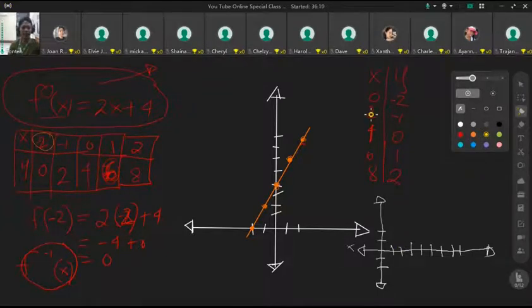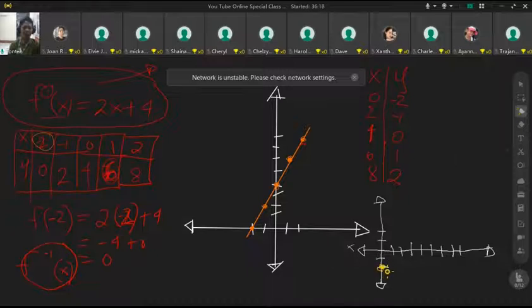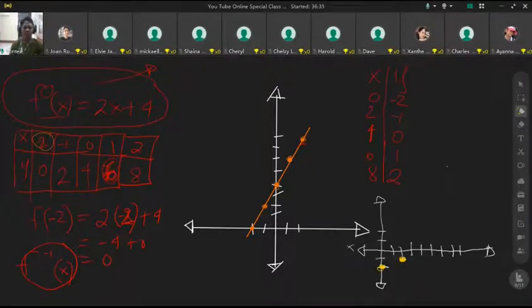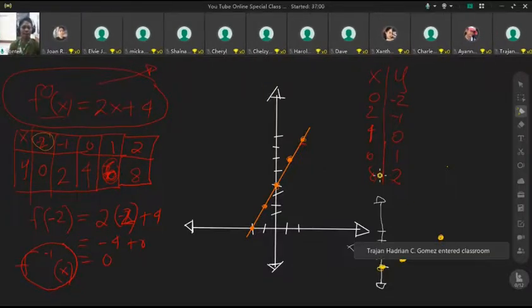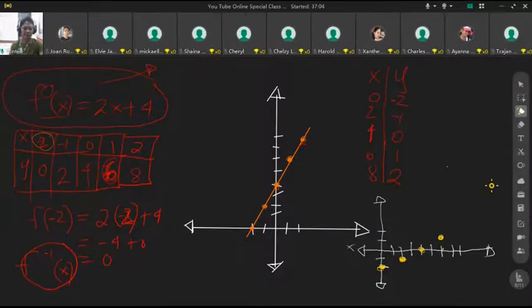If our x is 0, our y is negative 2. If our x is 2, our y is negative 1. If our x is 4, our y is 0. 1, 2, 3, 4. Uminom din na siya. If our x is 6, our y is positive 1. If our x is 8, our y is positive 2.